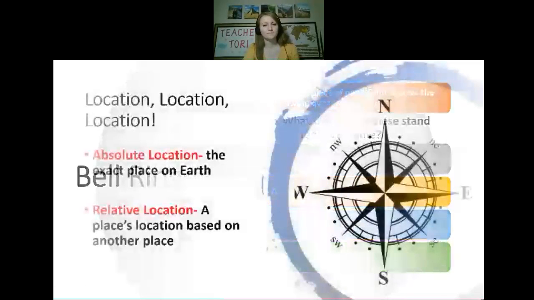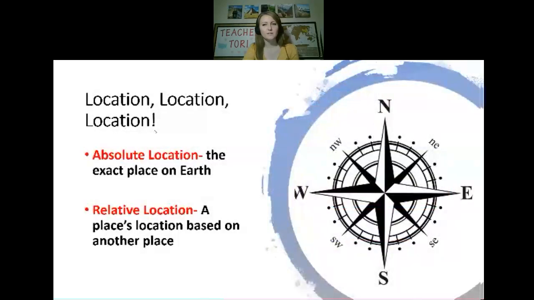All right, moving on. Okay, so today we are going to be talking about location. Location is really important because it's important to know where we are in the world. We're going to talk about 2 types of locations today: absolute location and relative location. Absolute location is the exact place on Earth. It is the exact point in which you stand on the planet.